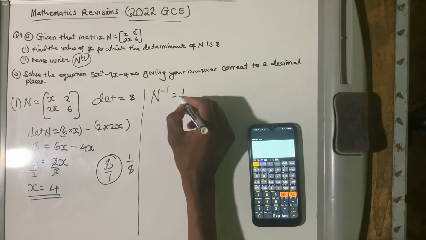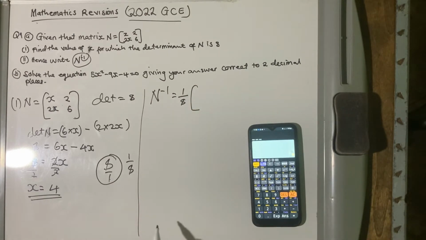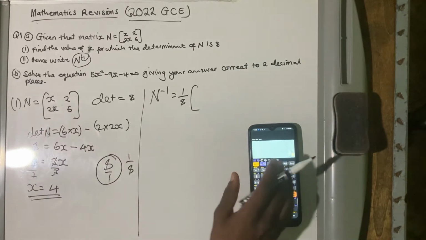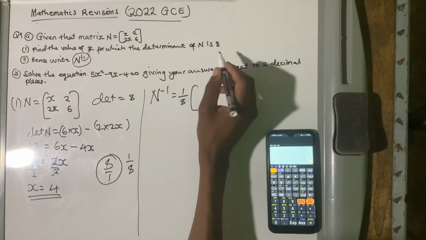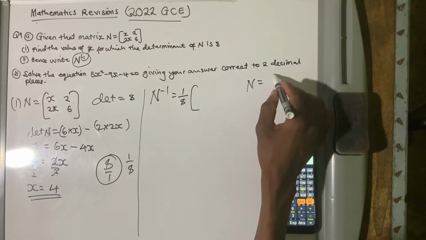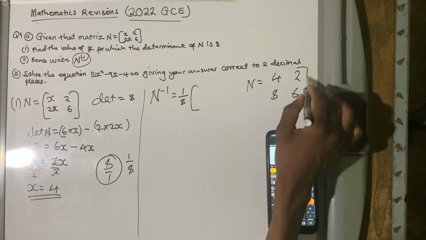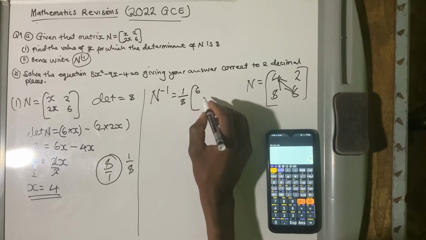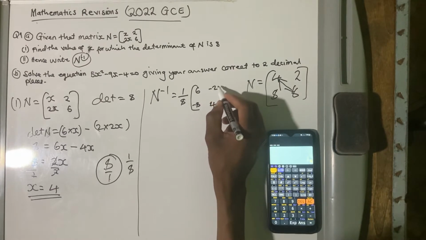So we say N inverse is equal to 1 over the determinant, which is 8, times the matrix where you swap the numbers in the major diagonal. Replacing the value of x we found, 4, N is equal to 4, 2, 8, 6. To find the inverse, these two numbers swap their positions, so 6 will be here and 4 will be there. The other two numbers only change sign, so this becomes negative 8 and that becomes negative 2.